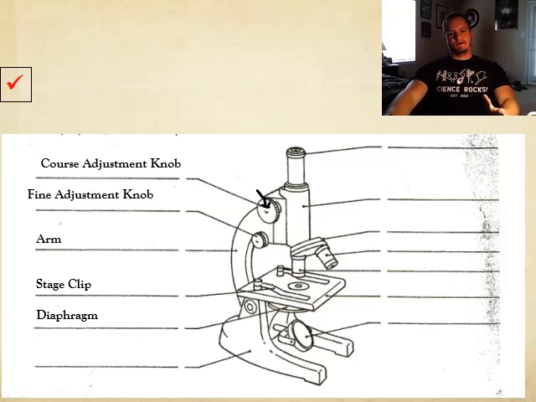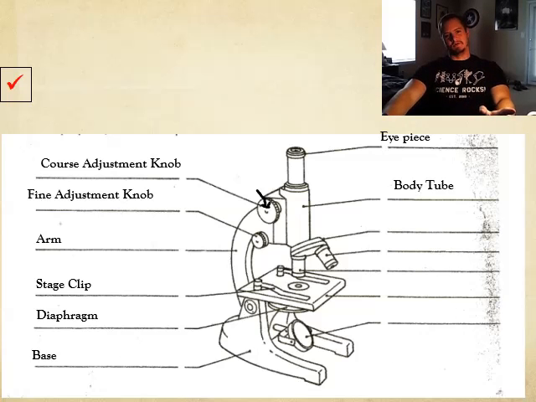The diaphragm. So the diaphragm is what's underneath the stage. This allows us to focus light. The base is found at the bottom of the microscope. This is, well, the base. I mean, you can't get any more specific than that. The eyepiece, or ocular lens. This is where we look through.